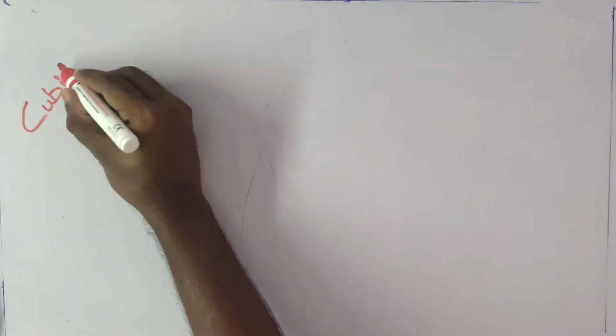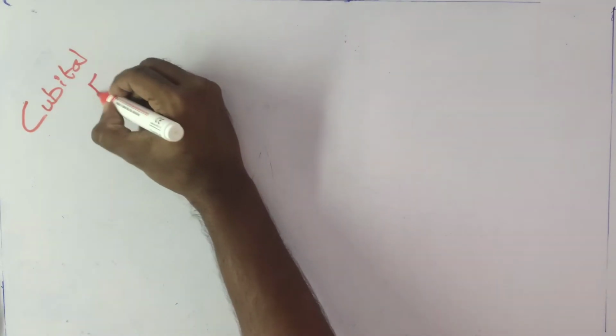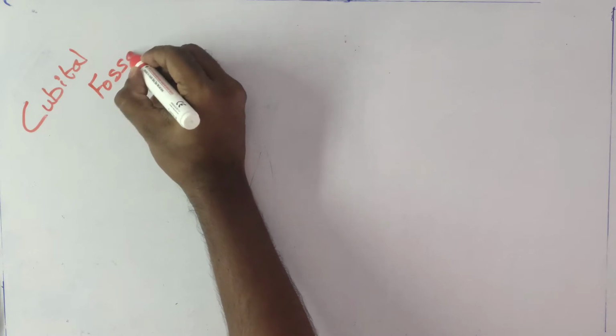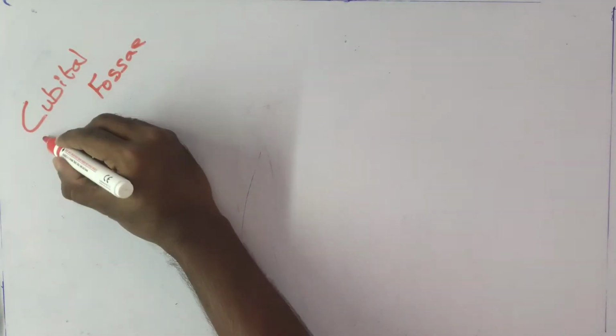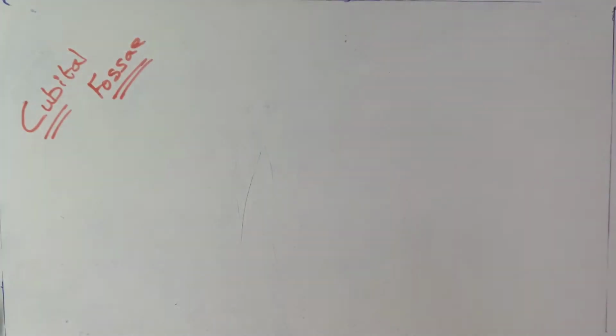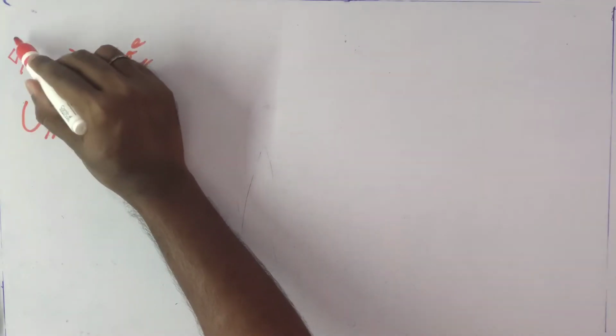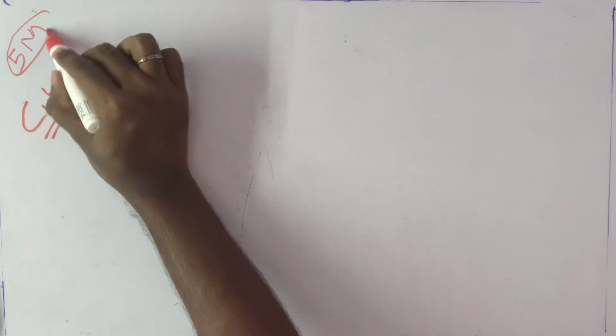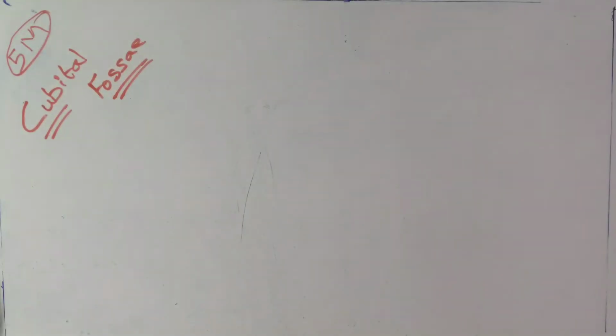Today our class is about cubital fossa, most important for 5 marks question in the paper 1 of upper limb. It is most important for 5 marks question, frequently asked in every consecutive 2 papers.